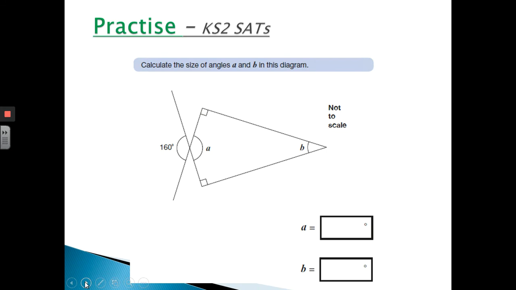And here is another question, another style question. So calculate the size of angles A and B in this diagram. So think about what the children need to know. So those two rules, main ones, vertically opposite and angles in a quadrilateral, will enable them to access question A and question B. So another one to have a go and see if you can solve using what we've discussed.